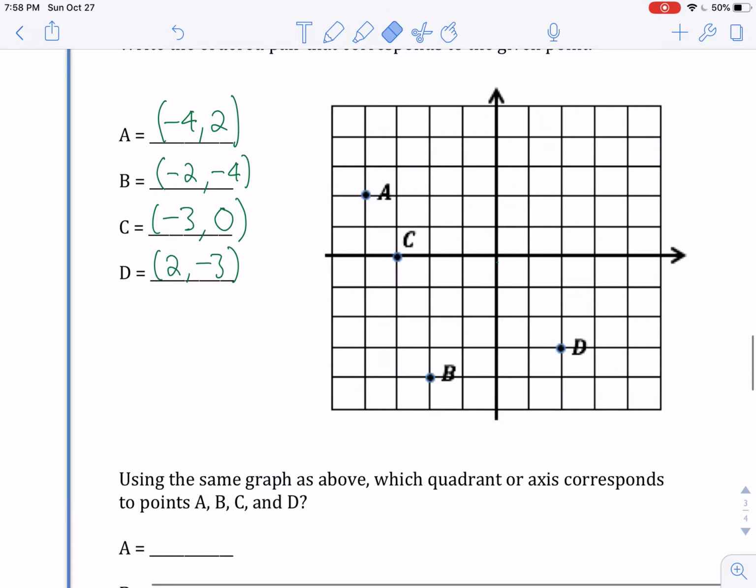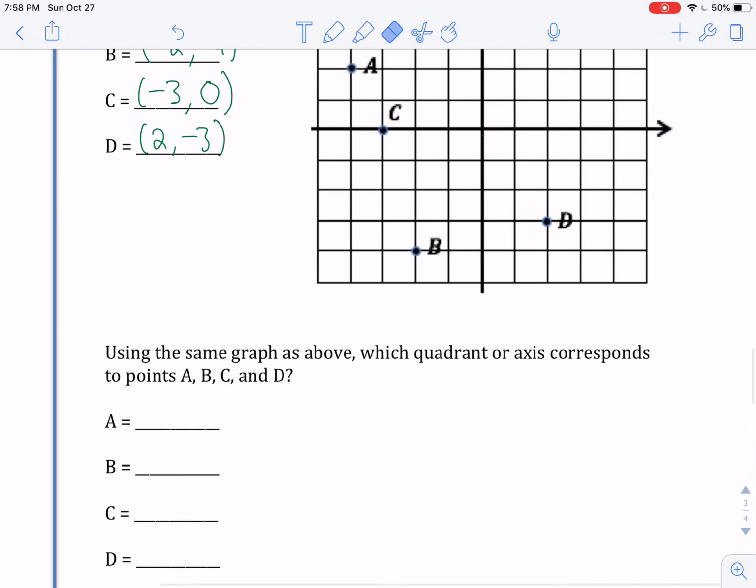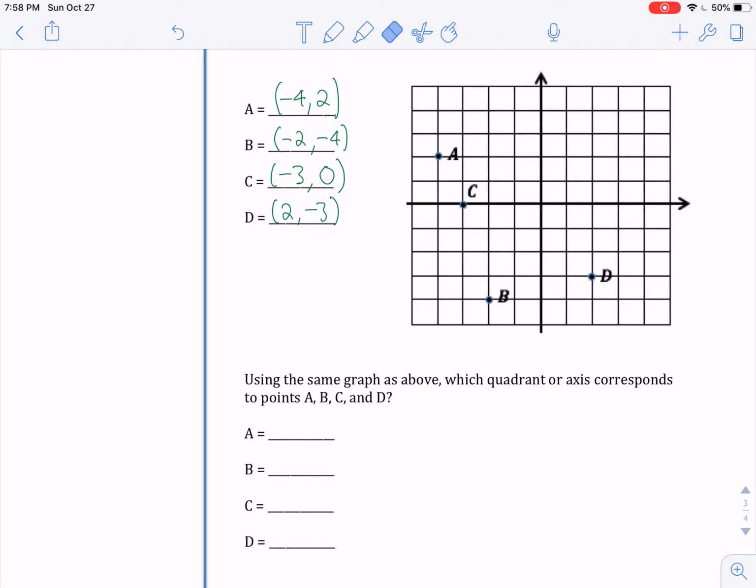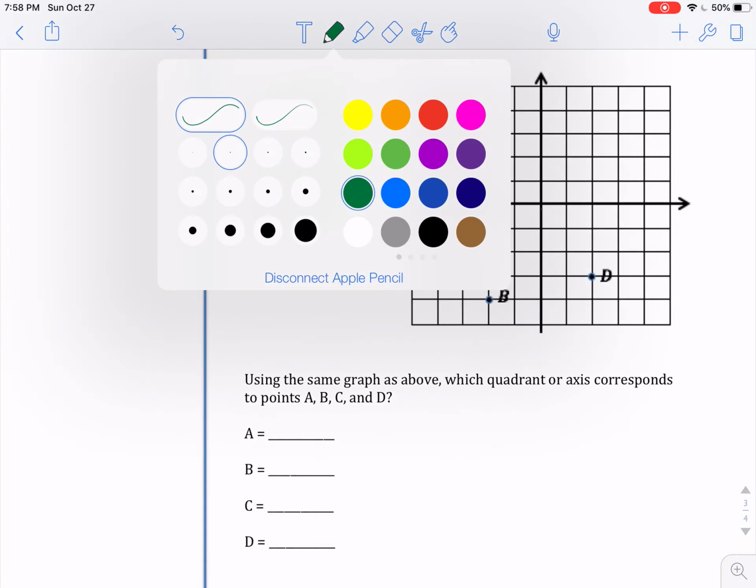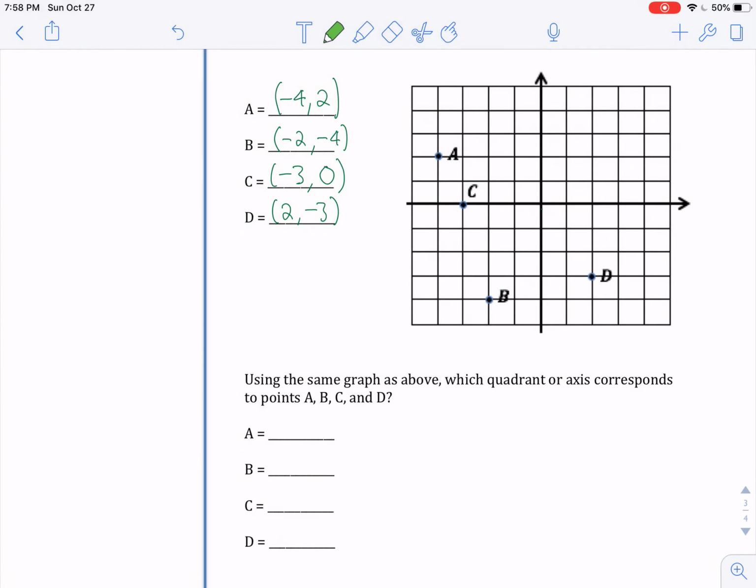So I'll check my notes, make sure we're good. Okay, cool. Now it says using the same graph as above, which quadrant or axis, I guess, corresponds to points A, B, C, and D. So it's saying what quadrant. If you remember, the quadrants went 1, 2, 3, and 4, right? So why don't you guys go ahead and try to figure out what quadrants or axes. If something's on the X or Y axis, you're literally going to put X axis, okay? So why don't you guys go ahead and do that really quick.